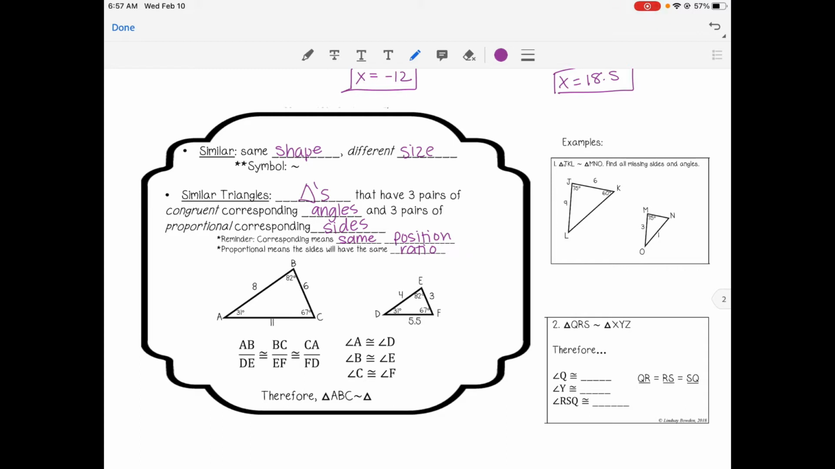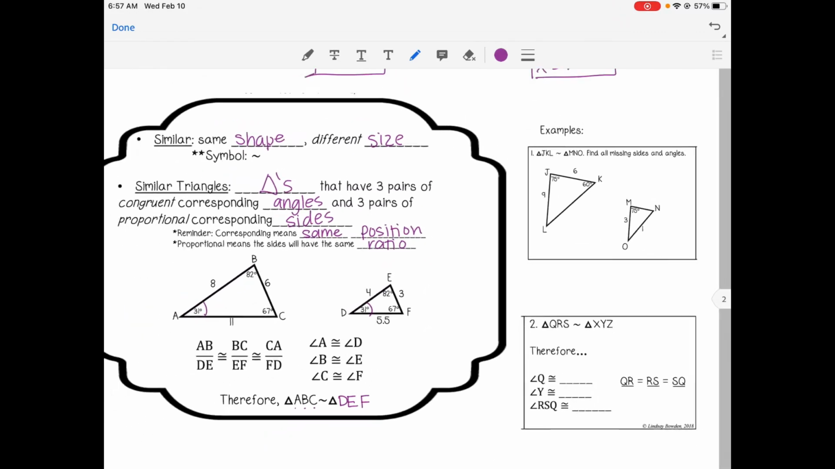So if we look down here at this picture, they're saying A corresponds with D, right? B corresponds with E, C corresponds with F. You have the sides they wrote as proportions. So if we talk about triangle ABC, we have to do the other triangle in the same order, so it is similar to triangle DEF. Okay, on these next ones, it says find all the missing sides and angles.